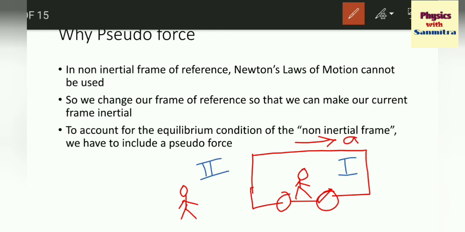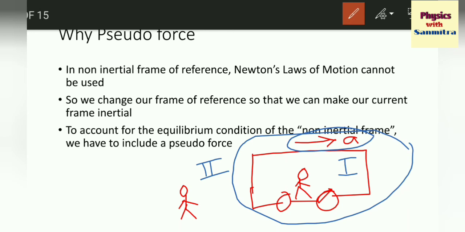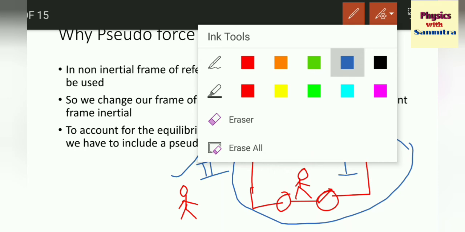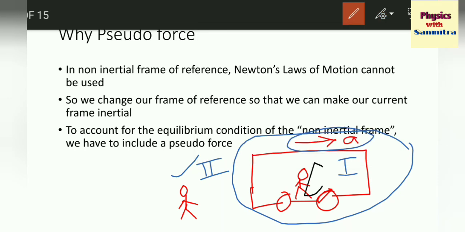Now, this total frame is moving with an acceleration a. So I can say this frame 1 is not an inertial frame of reference with respect to me, who is standing at frame 2. So suppose I want to analyze the force that is acting on this person inside the bus.